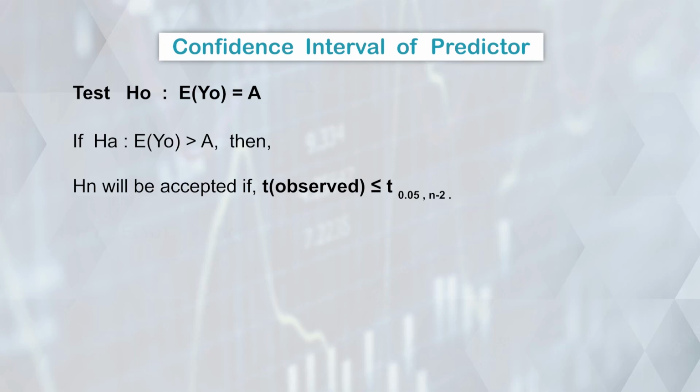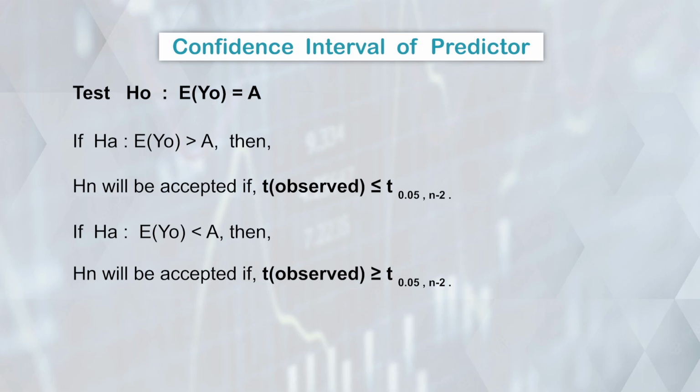Similarly, if we refer to the alternative hypothesis of EY0 less than A, less than A means we look at the less than or equal to sign. Since the alternative hypothesis is of the less than type, rejection of the null occurs if the computed value of t is greater than or equal to t 0.05 comma n minus 2. So here attention is to be given to the nature of the inequality that we are taking in the alternative hypothesis. In the first case it was greater than A, and in the second case it is less than A. When it is greater than A, we go by the decision rule where the observed value is less than or equal to the table value, and when it is less than A, then the observed value is greater than the table value.